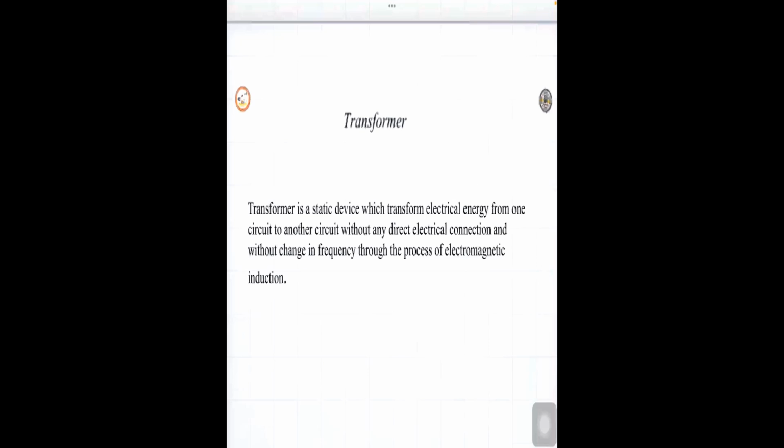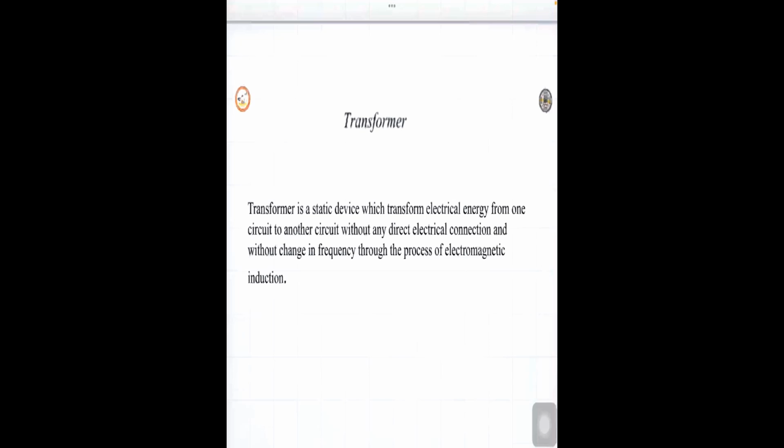A transformer is a static device, that means to say there are no moving parts, and which transforms electrical energy from one circuit to another circuit without any direct electrical connection, and also without change in frequency. That means the frequency must remain the same or constant through the process of electromagnetic induction.